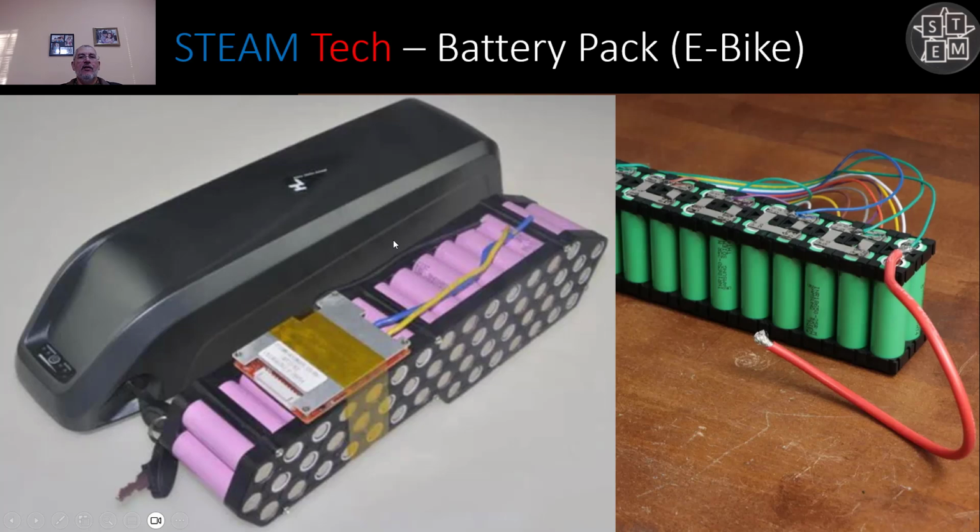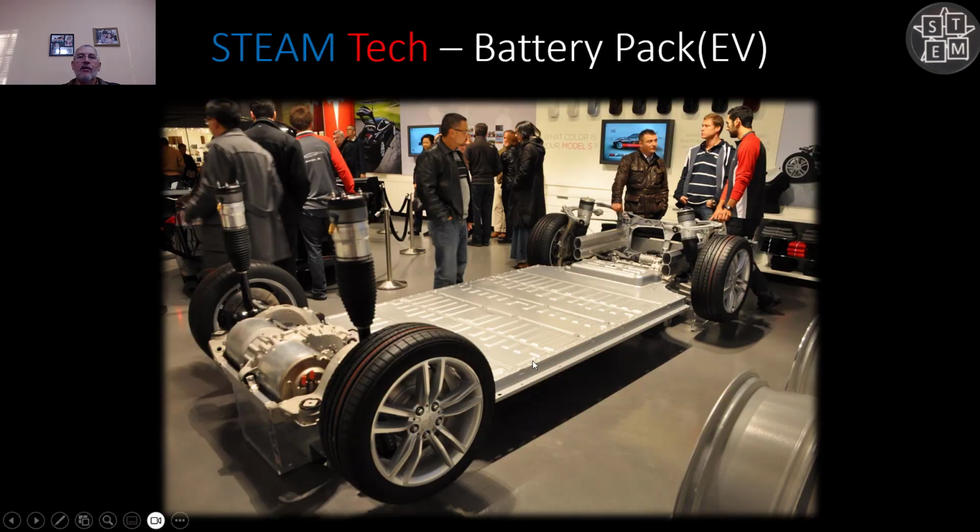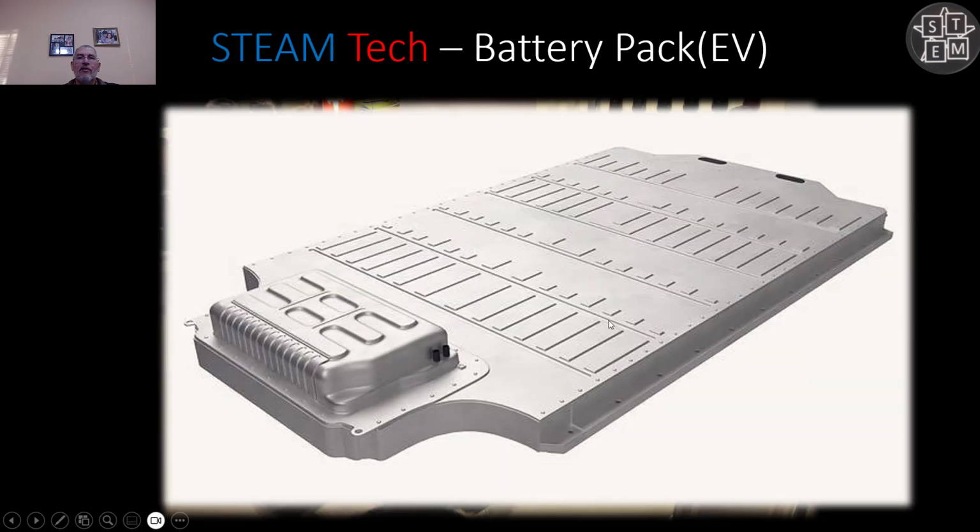Here is another pack design, used in one of these electric bikes here in the USA. Here is another pack, but this time for an EV, an electric vehicle. The pack itself is right here, under the car. The chassis is basically all batteries and cells.